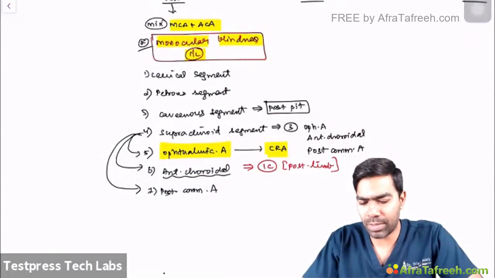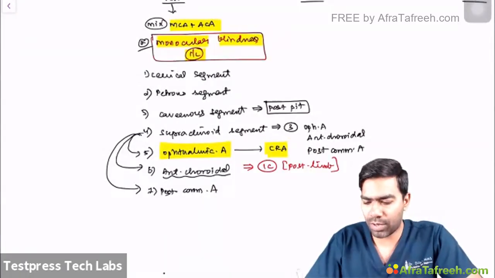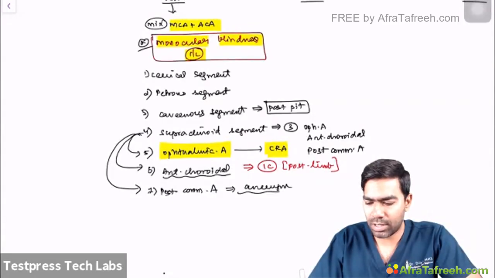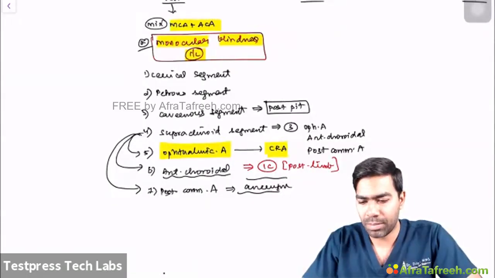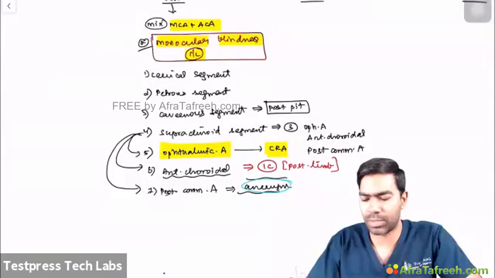And we know the posterior communicating artery also. Posterior communicating artery is basically very important for our understanding because it's a very common site for aneurysm formation, isn't it? But it still supplies the thalamus, hypothalamus, optic chiasma, mammillary bodies. Many areas it can supply. But as far as our clinical neurology is concerned, it is a common site for aneurysms.